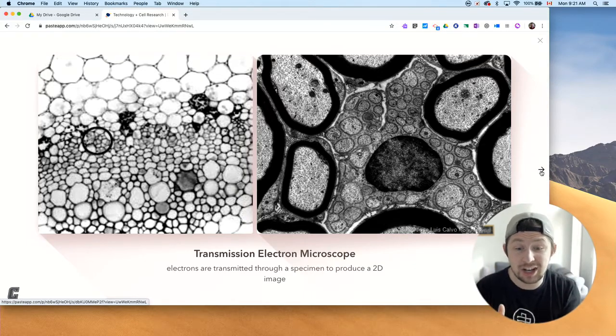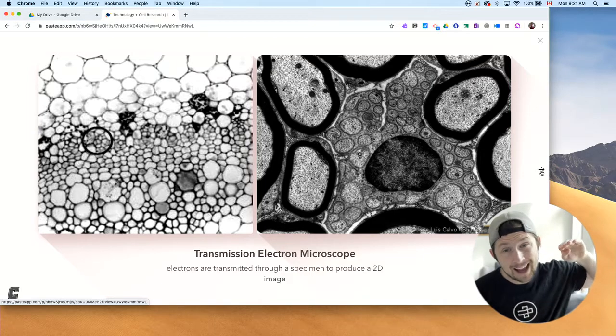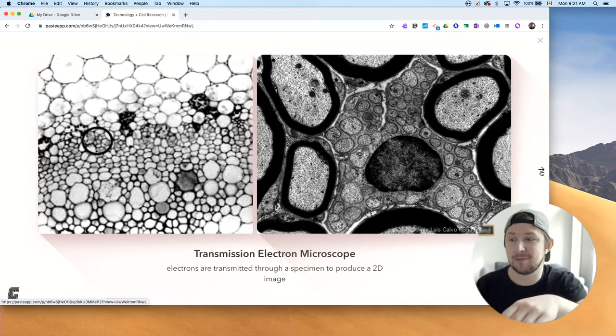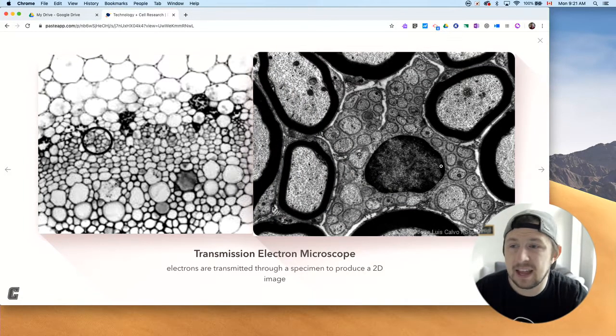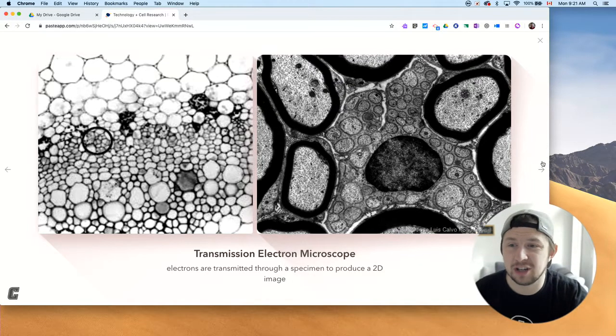The transmission electron microscope, when we send electrons, they are passed through the specimen. That's why we call it transmission. They pass through the specimen to produce a 2D image. Now, these are some of the most detailed images we've seen up to this point. They allow us to see the structures inside because it's passing through. That's our transmission electron microscopes.